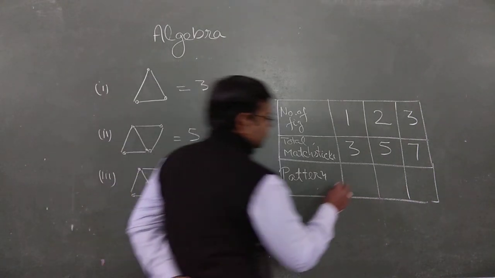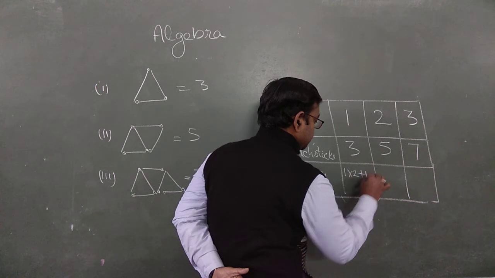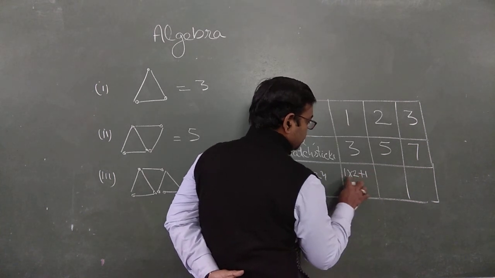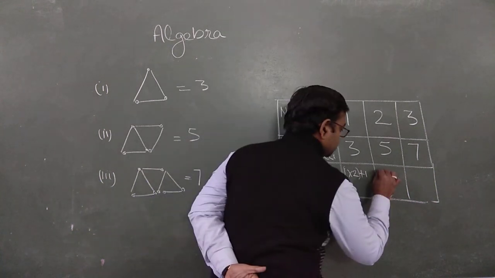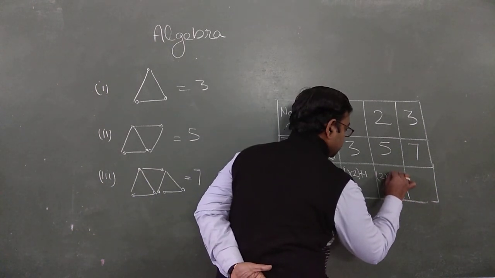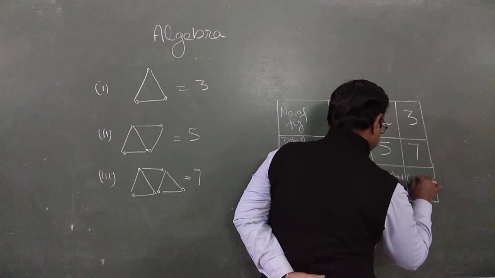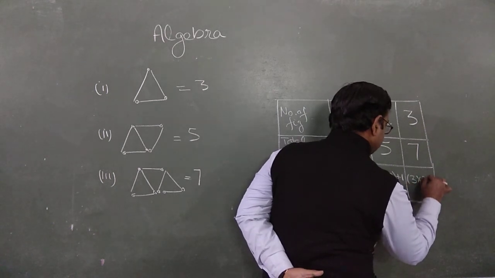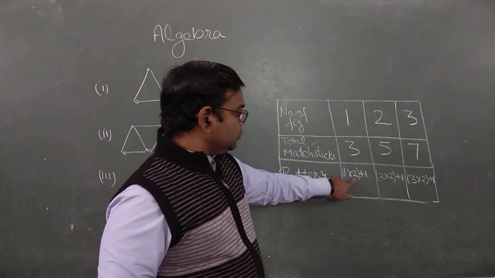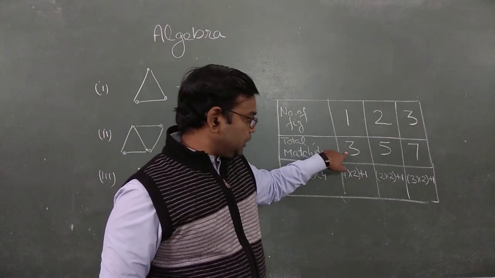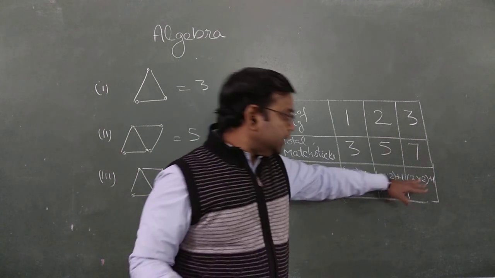No? So check 1 into 2 plus 1. Use 1 into 2 in brackets, plus 1. Again 2 into 2 plus 1. In this case, 3 into 2 plus 1. So 1 into 2 is 2, plus 1 is 3. 2 into 2 is 4, plus 1 is 5, and similarly this one.